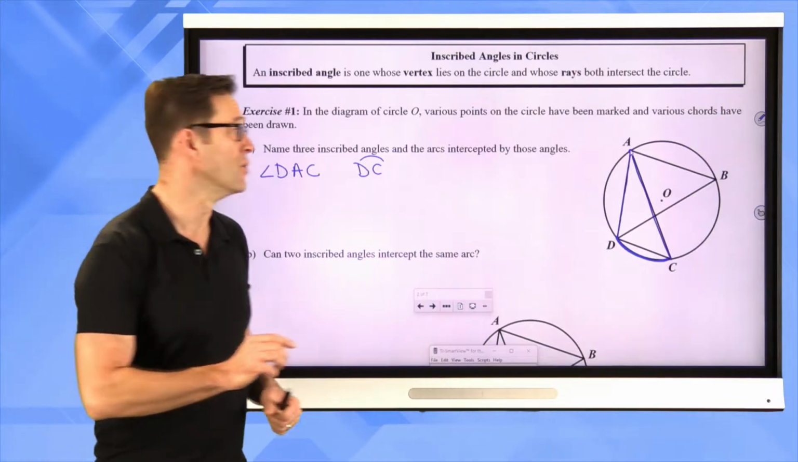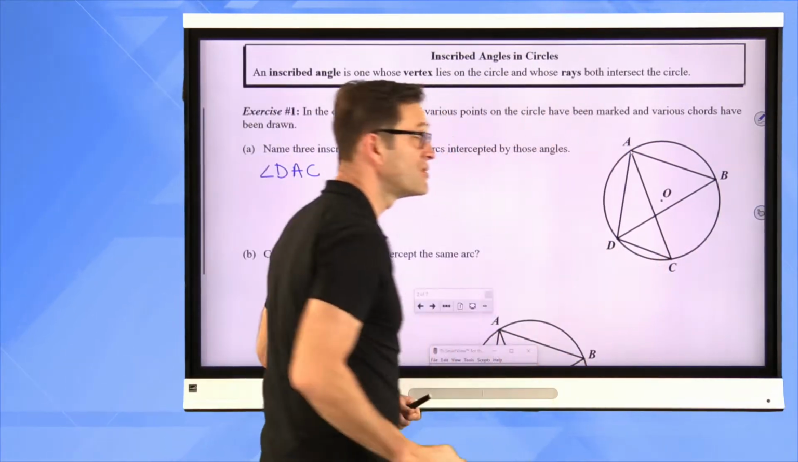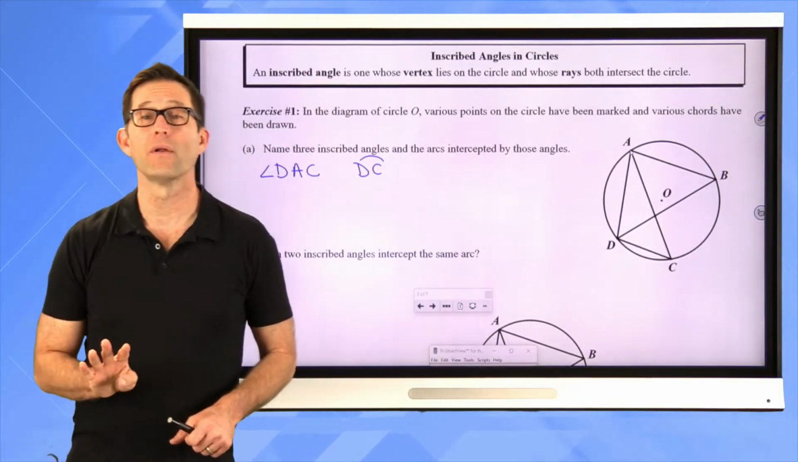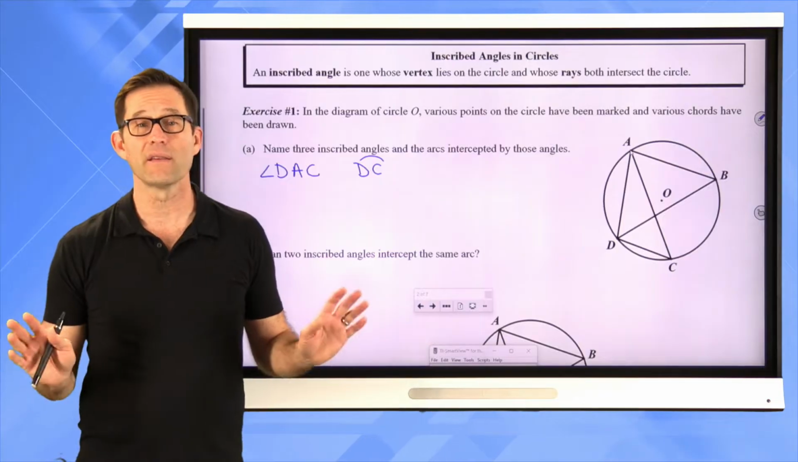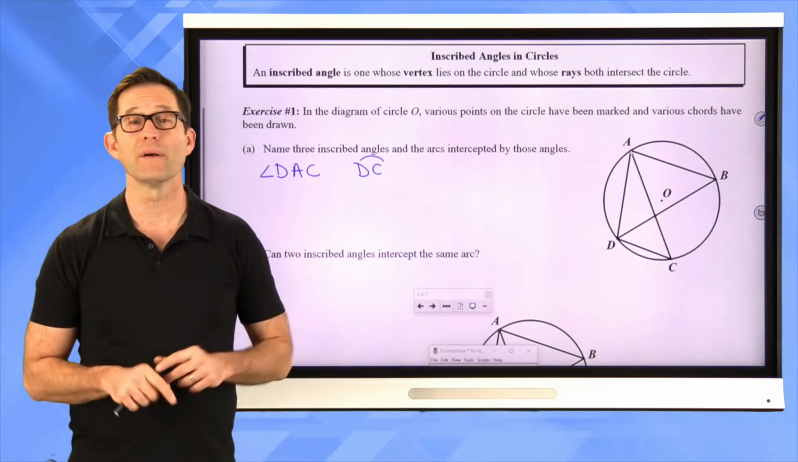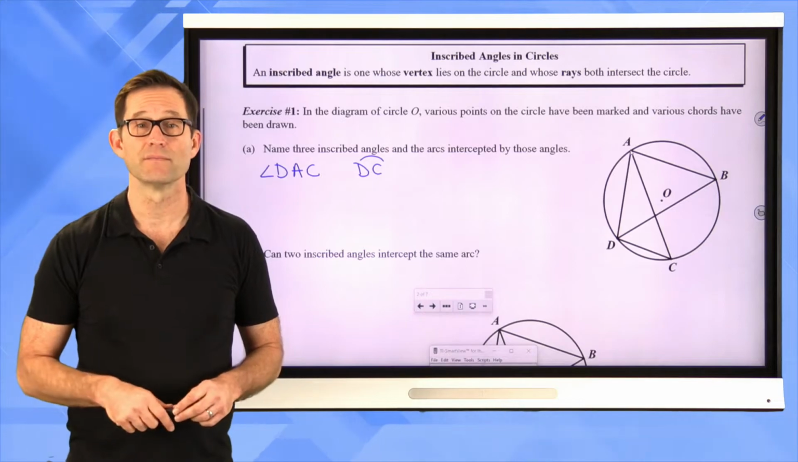What I'd like you to do is see if you can find some others. There's actually 4 total inscribed angles on this circle right now. I just want you to get at least 3 of them down. So pause the video now and see if you can name some other inscribed angles.